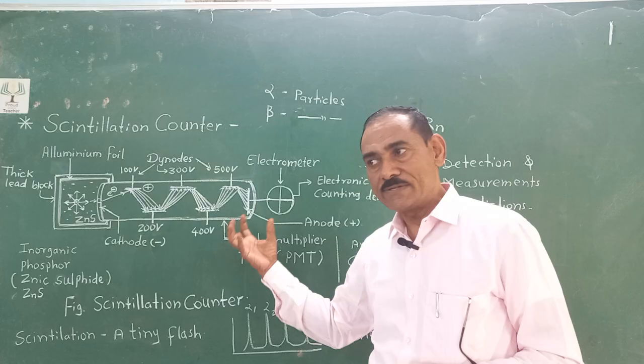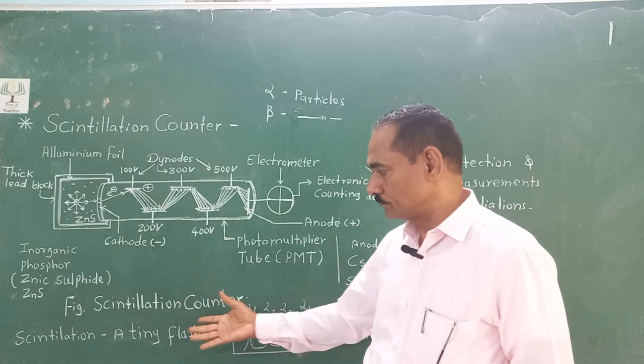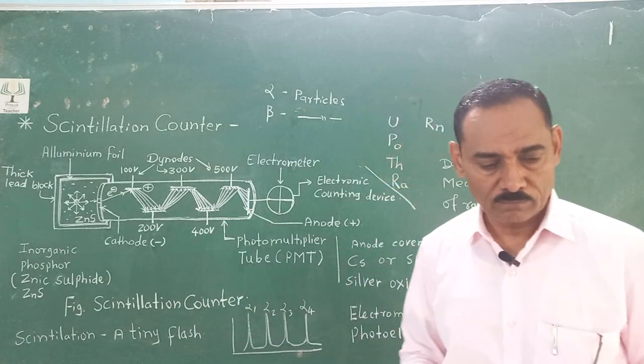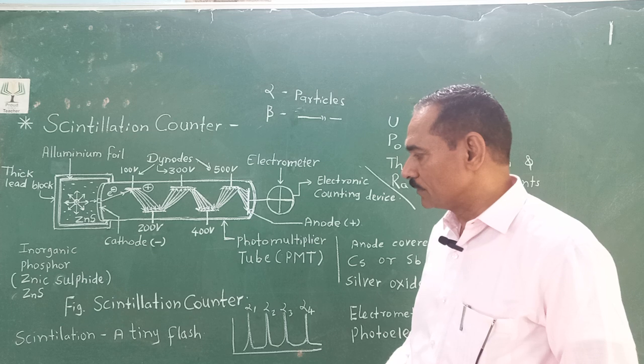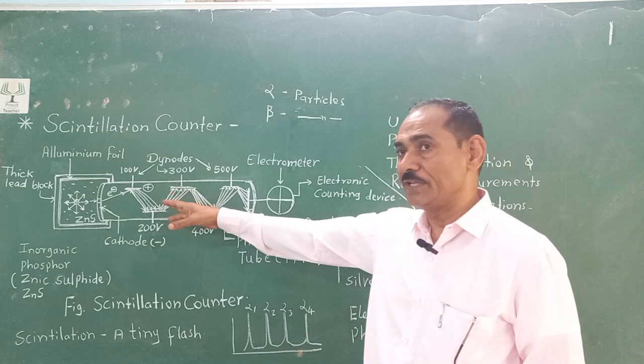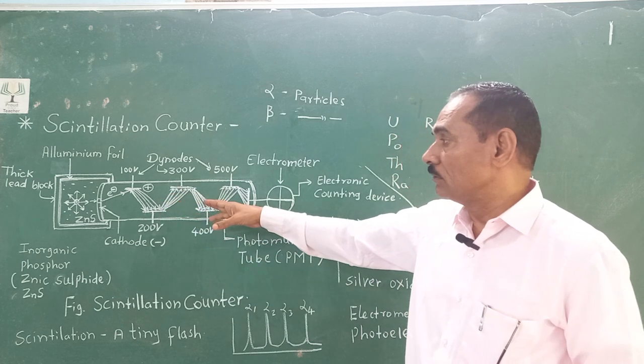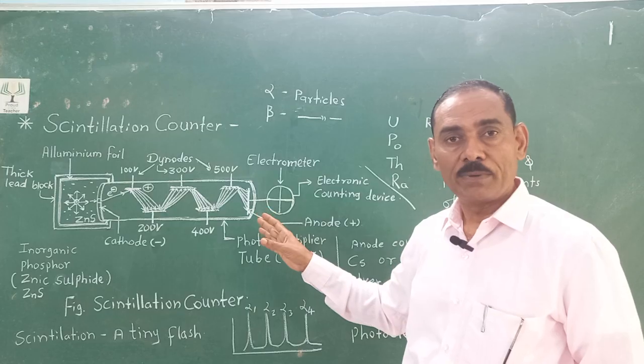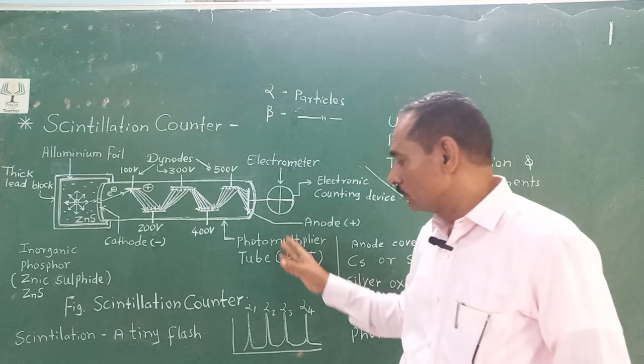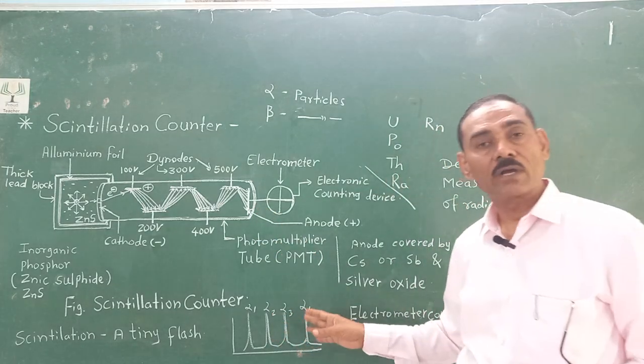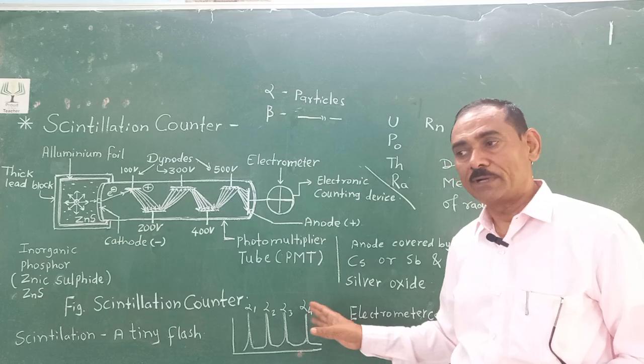They have the basic concept of scintillation, meaning a tiny flash. This tiny flash is very energetic and gives such peaks, by which the alpha and beta particles are counted.